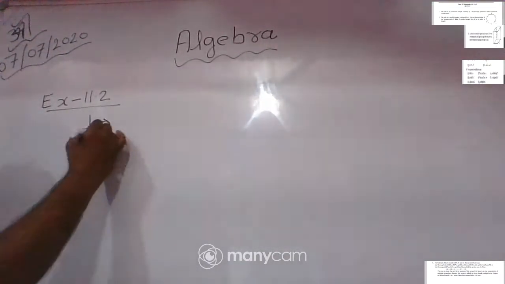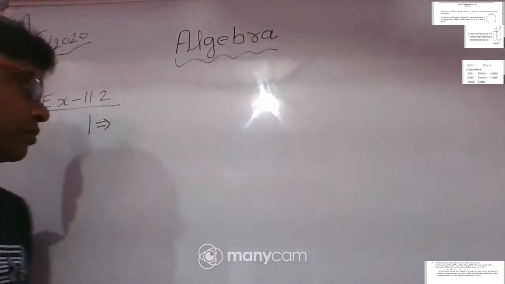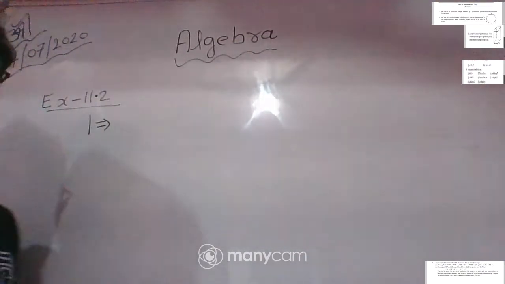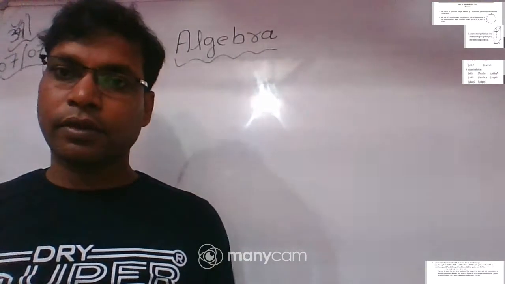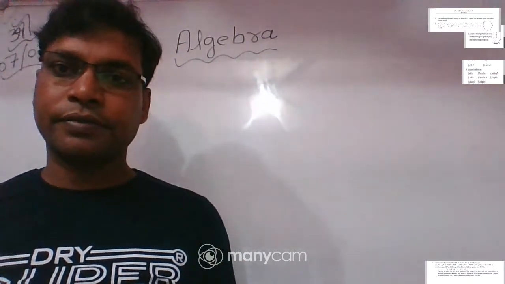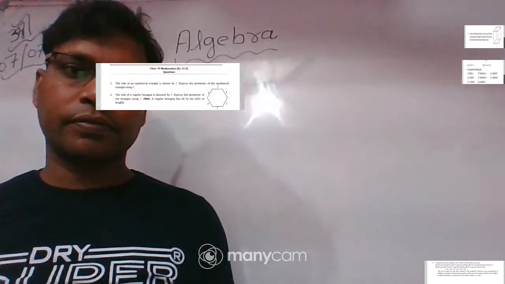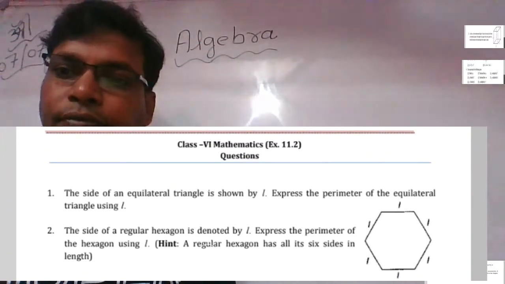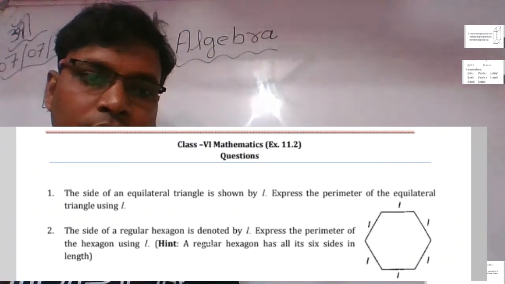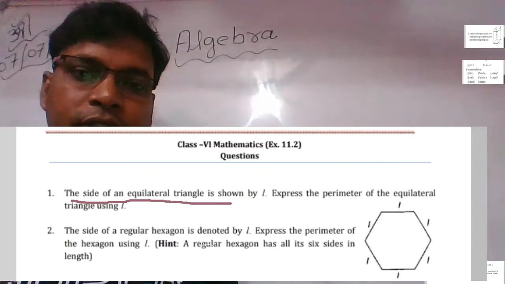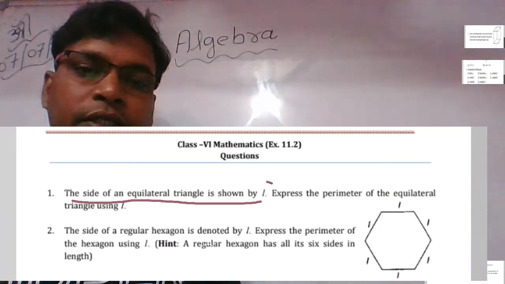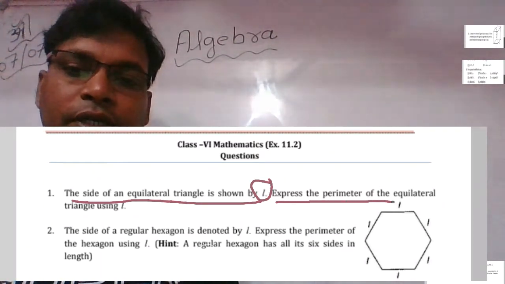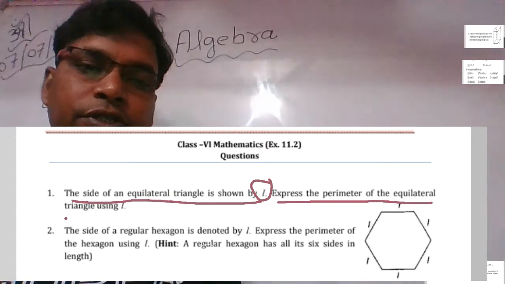Question number one. What is the question? You can see here, this is question number one. The side of an equilateral triangle is shown by L. The length of side of equilateral triangle is L. Express the perimeter of equilateral triangle using L.